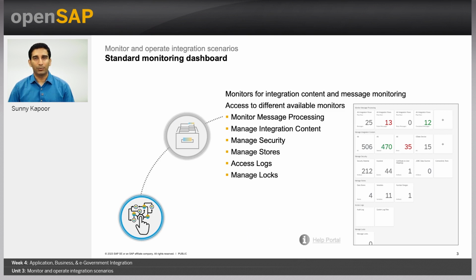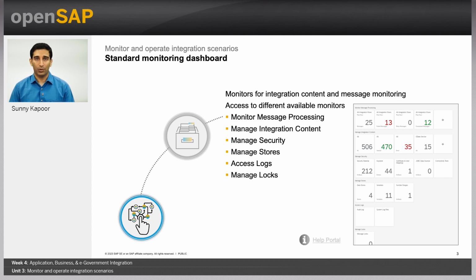The standard monitoring dashboard of cloud integration provides essential monitoring features using which you can monitor messages and integration artifacts at runtime. The monitoring tab consists of various sections and each section contains tiles which show filter settings and the number of messages or artifacts that correspond to the filter settings. The tiles in the Monitor Message Processing section show the number and status of processed messages within a specific time window, allowing users to view details of individual messages.